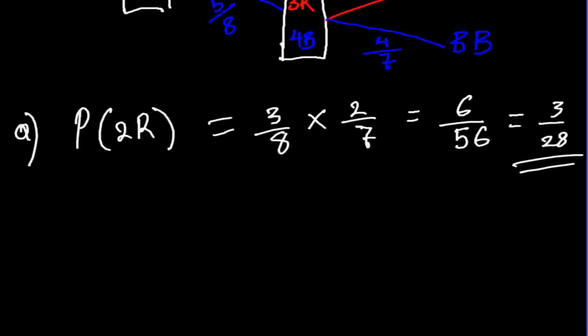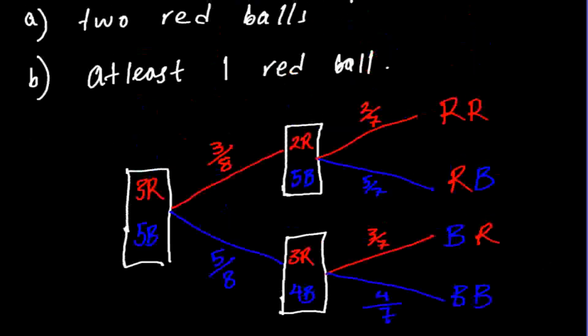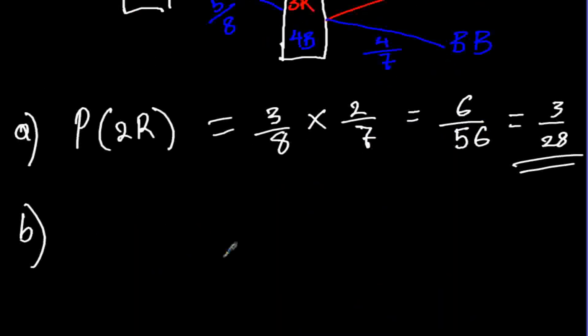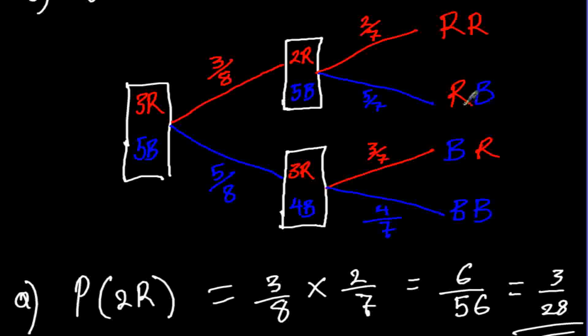And then our part B tells us to find the probability of getting at least one red. At least one red, it means that we can either get one red or 2 reds. So the probability of getting 2 reds, we've already got it in the first part, which is 3 out of 28. Now we are going to find the probability of getting 1 red, which we shall add to this. So getting 1 red, it is either getting red and blue or blue and red.